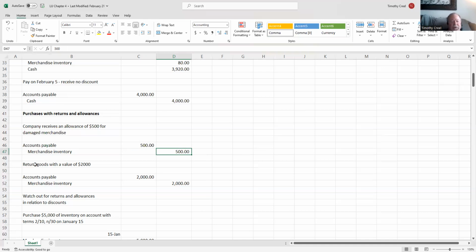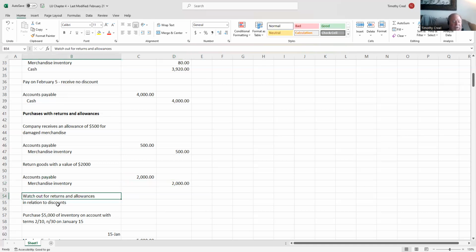So let's say we return goods with a value of $2,000. Then we would debit accounts payable because we no longer owe that supplier for them. We would credit merchandise inventory. And in the case of a return, this is where we are shipping the items or having them sent back from us to the seller, the supplier.